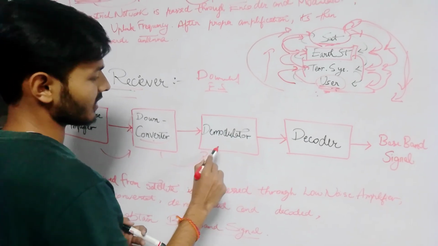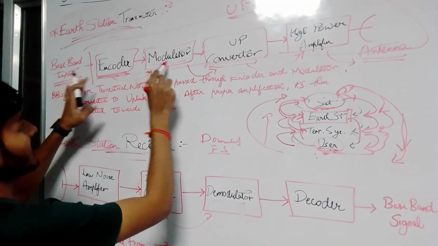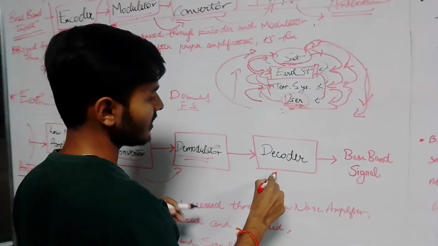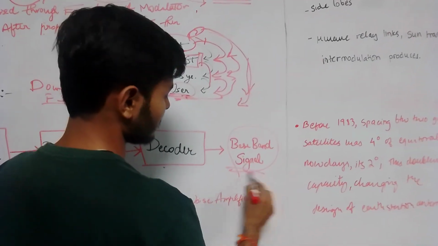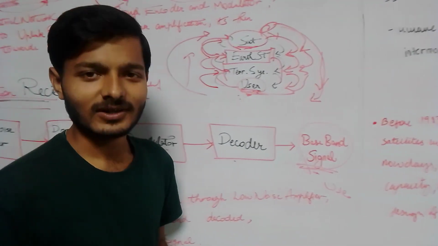Then comes the demodulator. The modulated and encoded signal, as we remember, which was here, is in the same manner demodulated and decoded to achieve the baseband signal. And here is the user, happy as they get their baseband frequency.